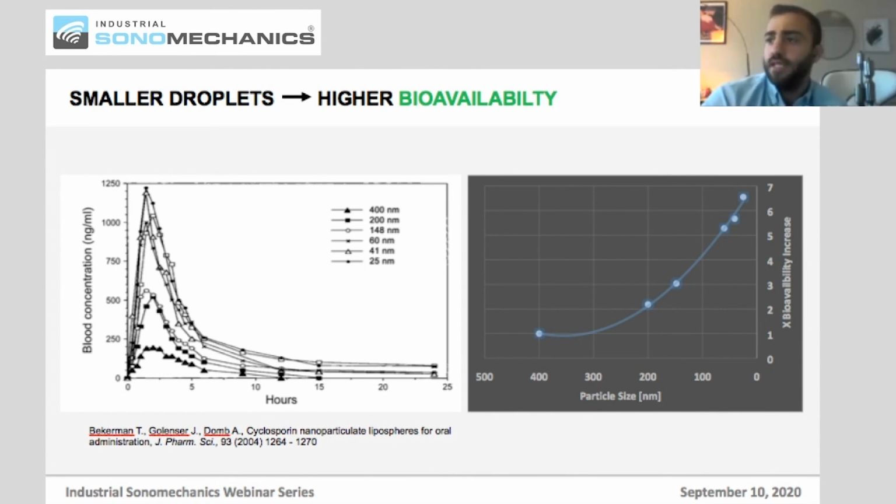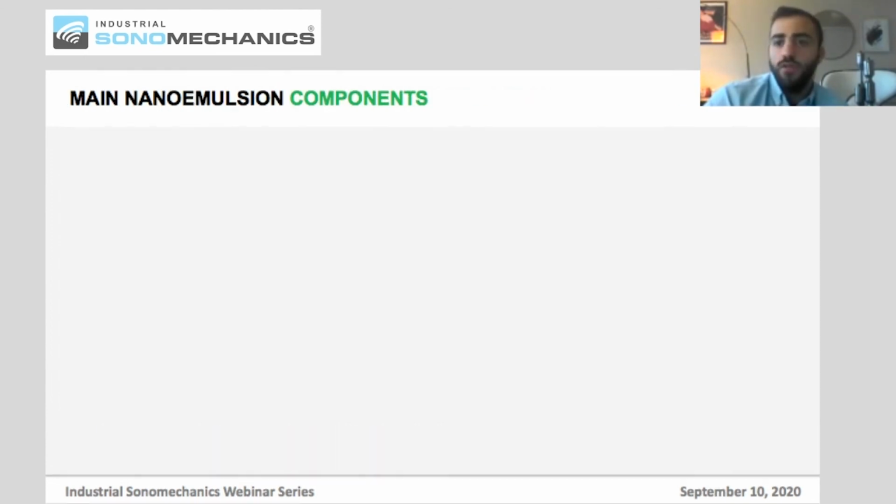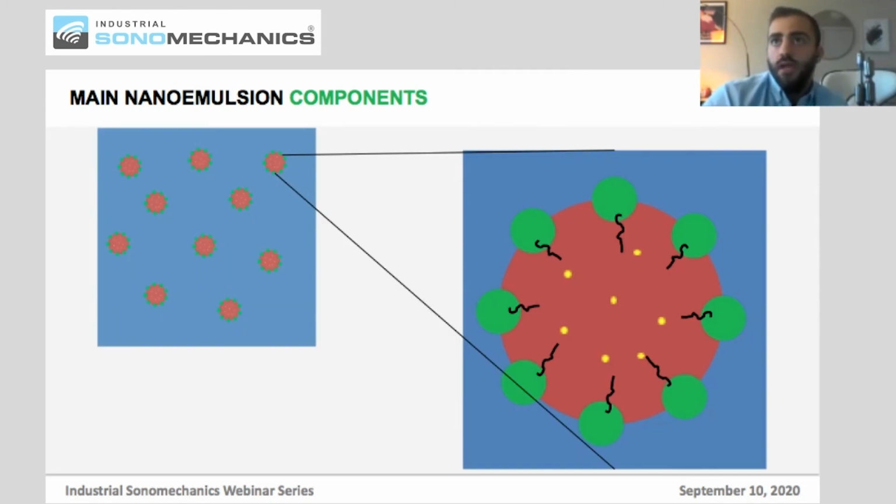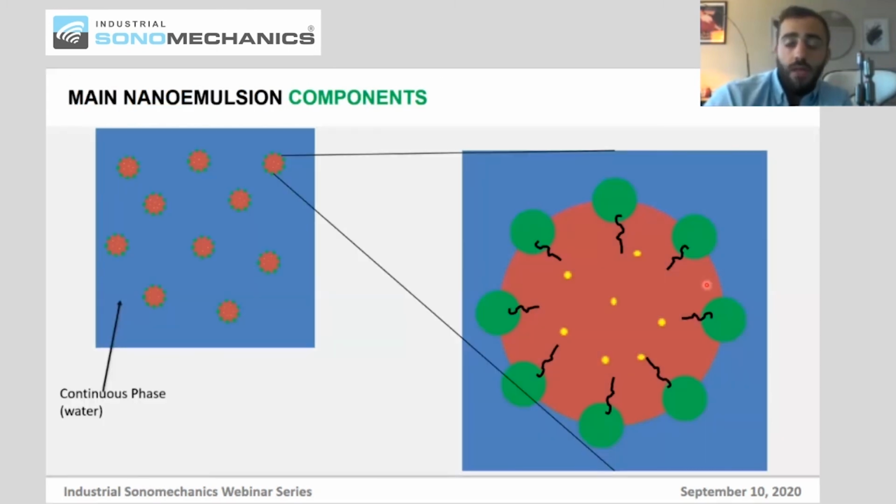It is important to stress that the components of a nano-emulsion should be carefully selected to make very fine and good nano-emulsions. So let's look a little deeper into that. The main nano-emulsion components, as we mentioned, consist of a dispersed phase and a continuous phase. For an oil and water nano-emulsion, water is the continuous phase, and some hydrophobic species and carrier oil drug substance is in the dispersed phase.